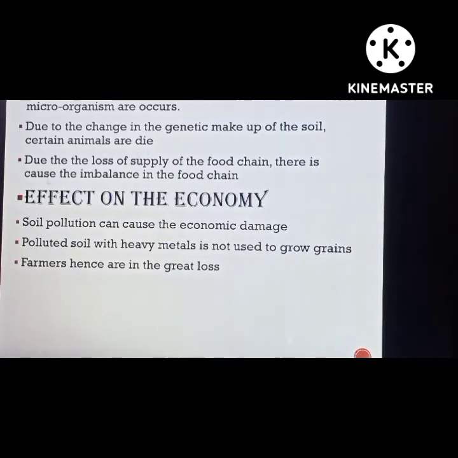Effect on the economy. Soil pollution can cause economic damage. Polluted soil with heavy metals cannot be used to grow grains. Farmers hence suffer great loss.